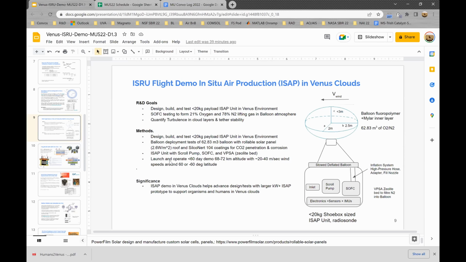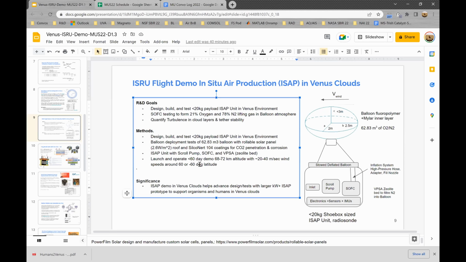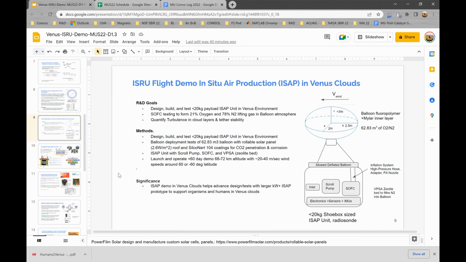lean more toward the top of the upper cloud layer, around 68 to 72 kilometers in altitude, with these reduced wind speeds, and at these latitudes, in the 60s. And so hopefully such a demo would help advance the design and test with a larger multi-kilowatt in-situ air production unit to support organisms and humans in clouds.